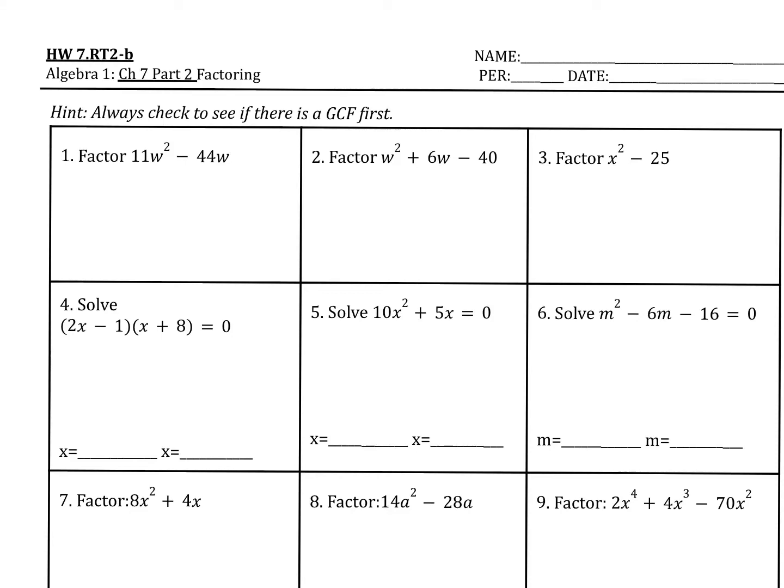Chapter 7, Review Part B. Number 1, you're going to factor 11w squared minus 44w.